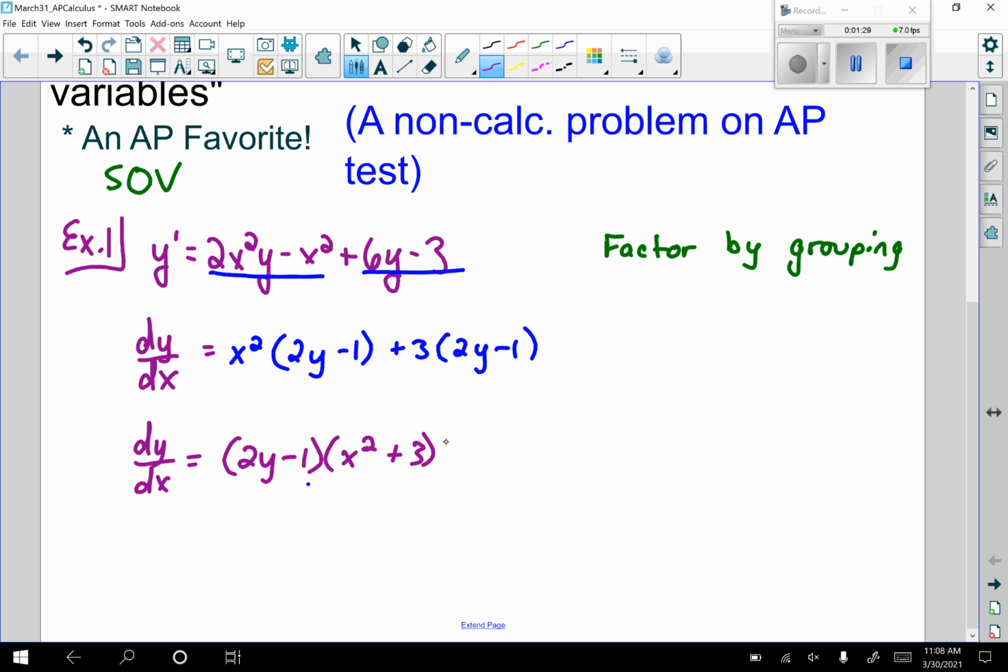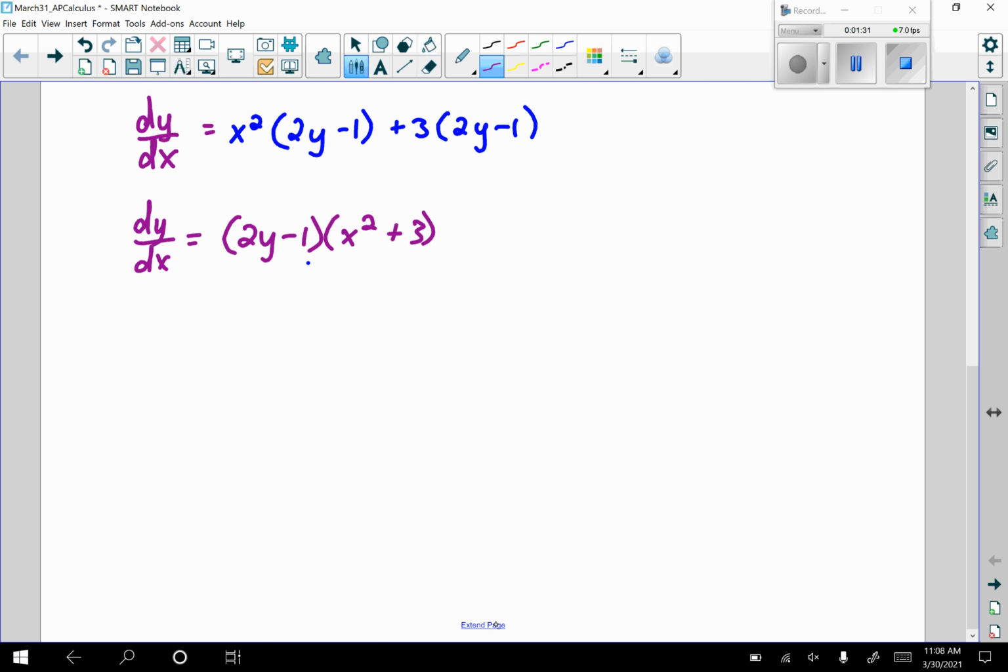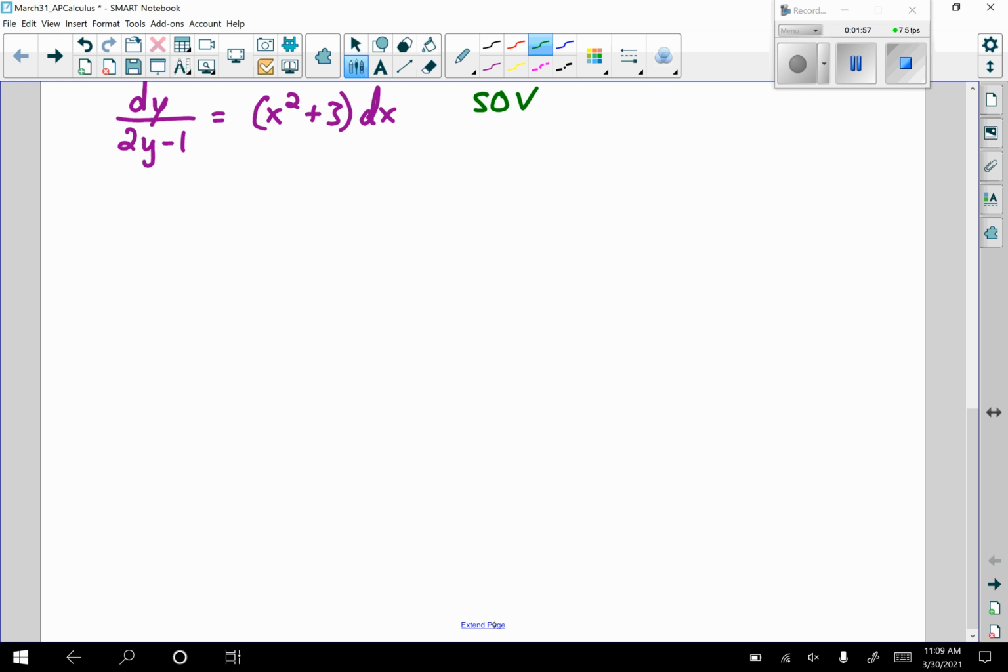So now we could separate the variables. What I want to do is get all the y's to one side, so I'm going to divide both sides by 2y minus 1. So we'll say dy over 2y minus 1 is going to equal x squared plus 3 dx. So I have everything with a y on the left side, everything with an x on the right side. Now what are we going to do? We're going to integrate both sides. This was the process: we separated the variables, separation of variables right there. Next, we're going to integrate.